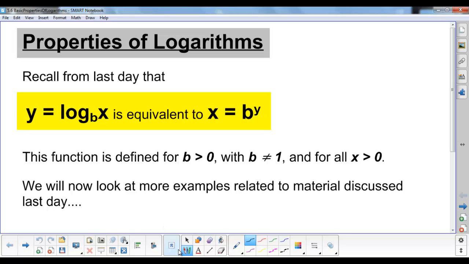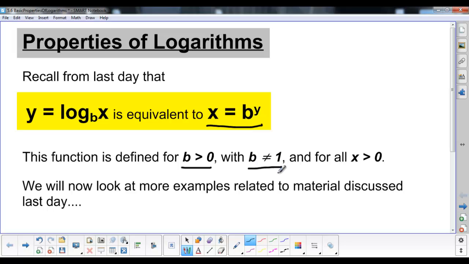So recall from the last lesson that the inverse of an exponential relationship can be written as x equals b to the power of y, where we actually exchange the y and the x, and that expression can be rewritten using logarithms as y equals log x base b. A couple of things to remember: b is always greater than 0, b will never be equal to 1, and x is also greater than 0. So what we're going to do now is look at more examples.